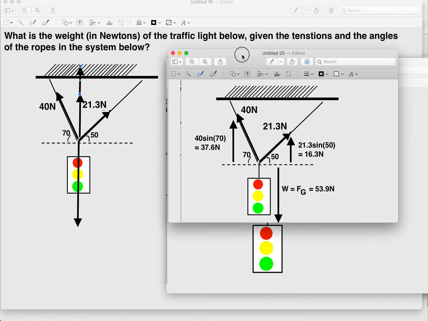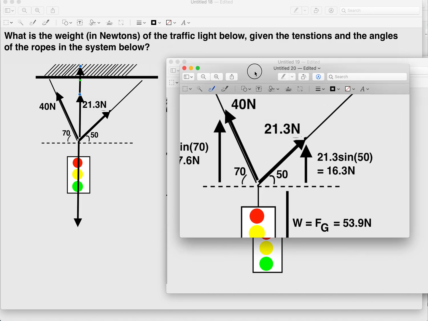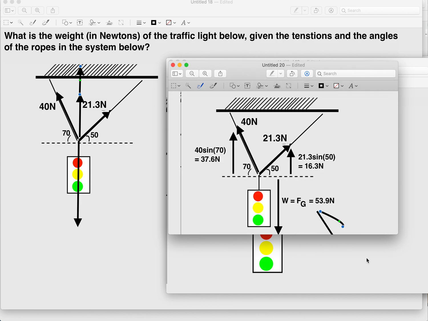So moving on, here is our final answer to the question. See if I can fit that right. I'm not fitting it right. Okay, well, there's your final answer. The force of gravity on this street light is the weight, which is 53.9 newtons. Okay.